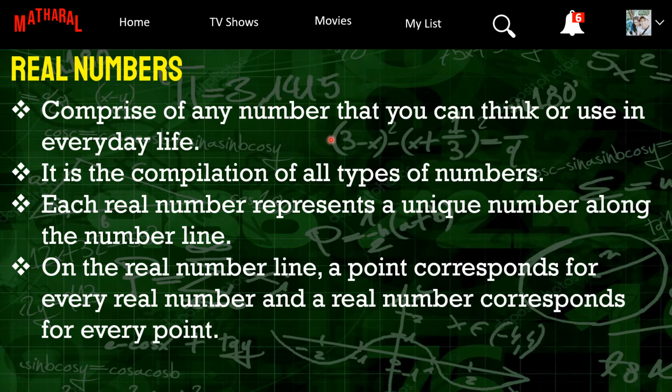So as what we have read here, compilations of all types of numbers, and for real numbers that represents on a number line. Ayan po na nabanggit po. So, for us to understand more about the real numbers, let's proceed.